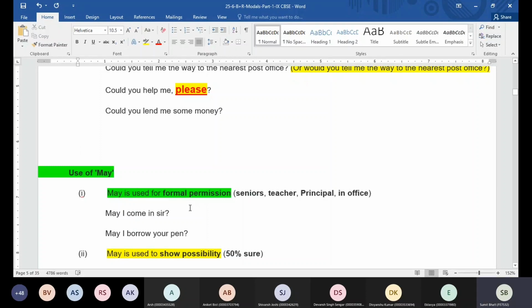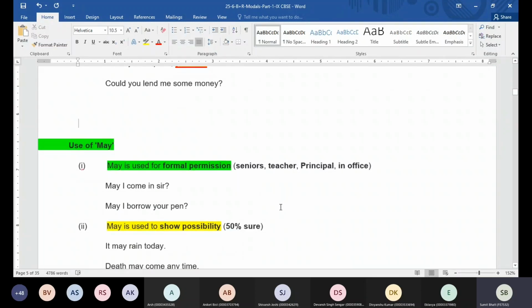Okay, like if you are asking someone who's senior, teacher, principal in office, for permission to enter the room, you can say, may I come in, sir? May I borrow your pen? Suppose you're asking a senior person, or a teacher possibly, or someone in the office. Okay, even with strangers, we are supposed to use the word may.